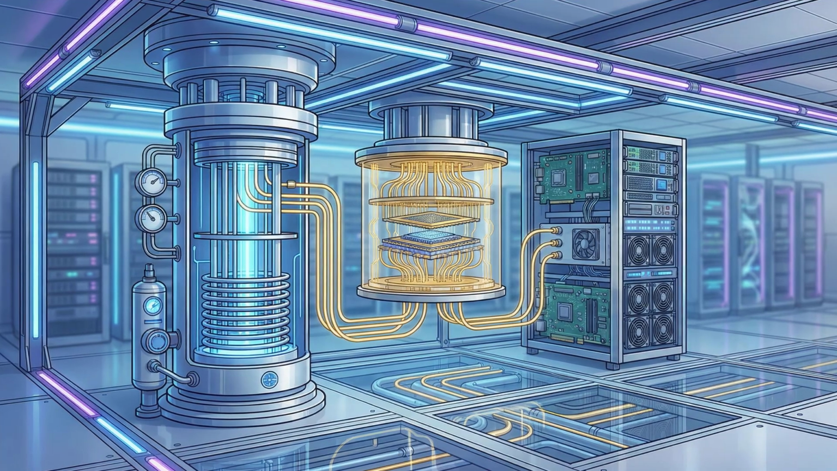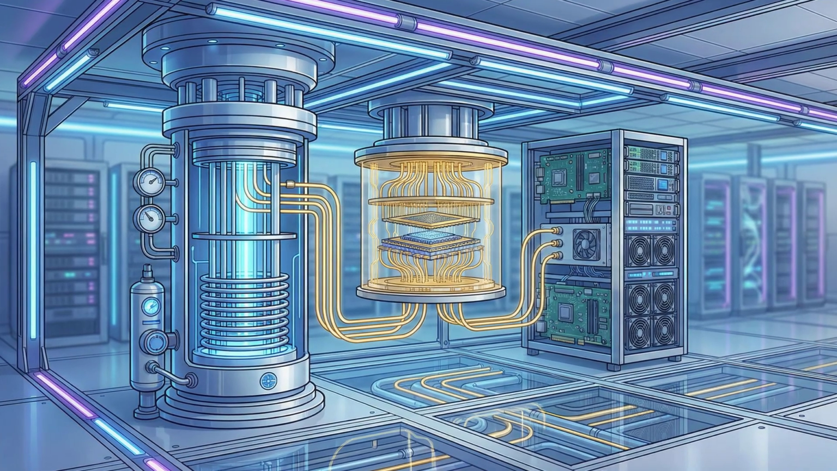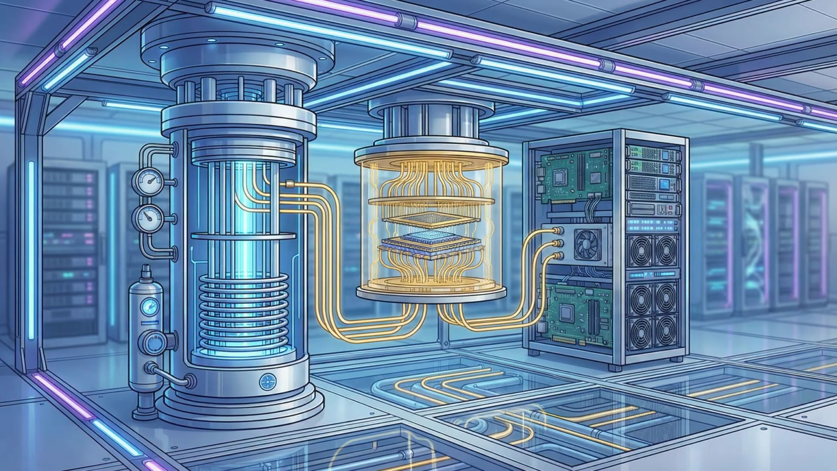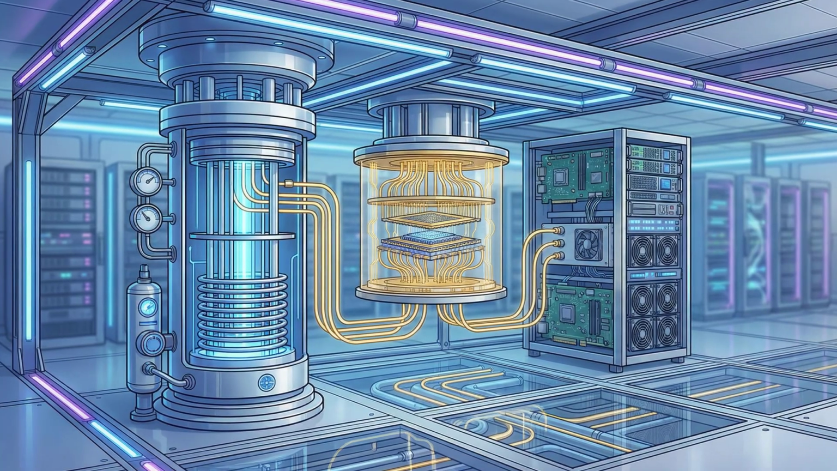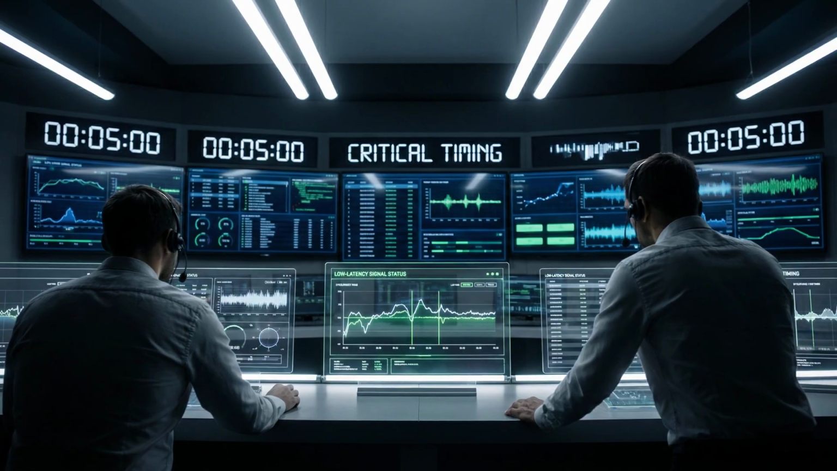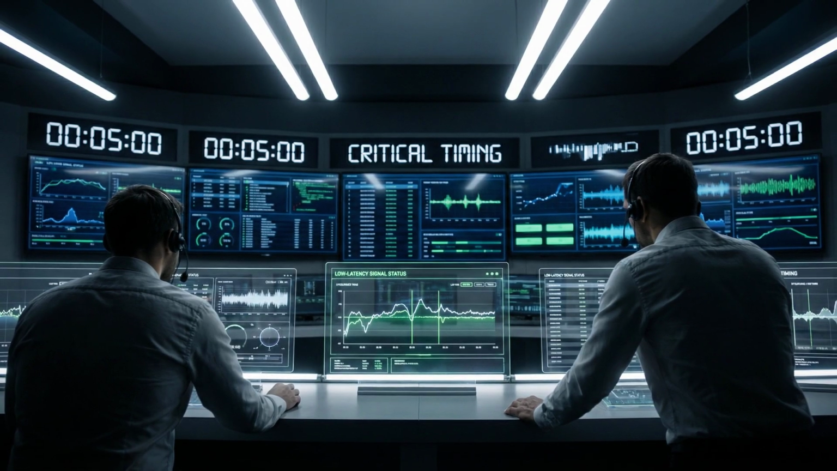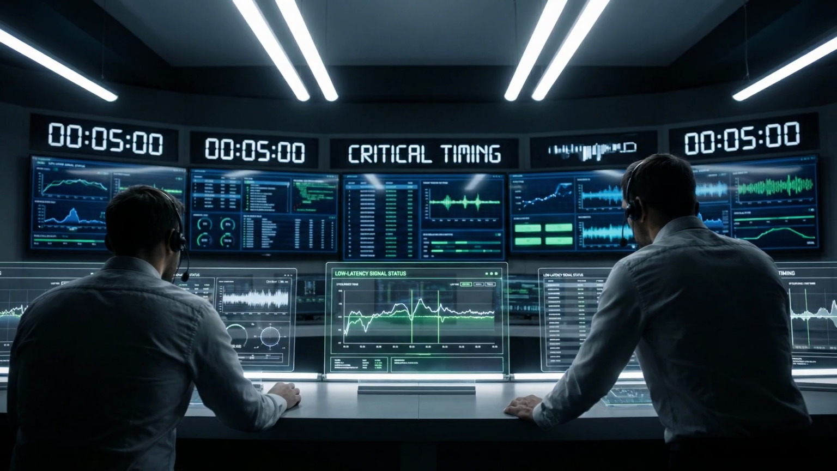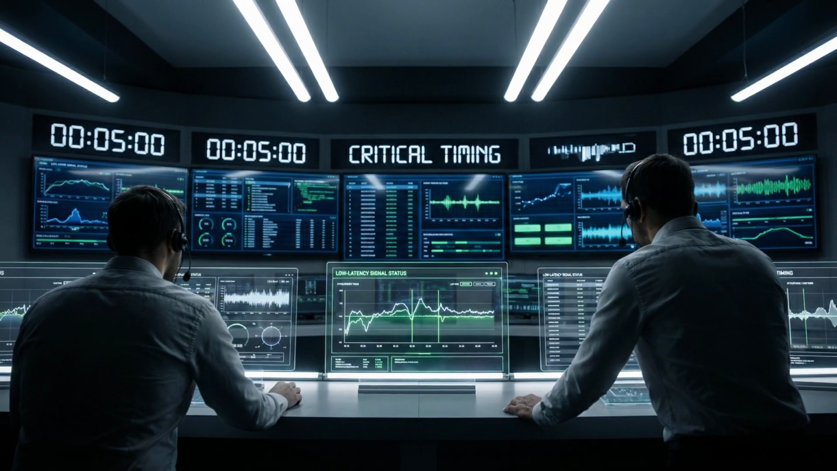Here's a quiet engineering marvel. The quantum chip, the cryoelectronics, and the room temperature decoders operate as one organism. Timing budgets can be brutal. If a correction lands late, it can make things worse. Achieving consistent, low-latency feedback is as critical as the qubit quality itself.